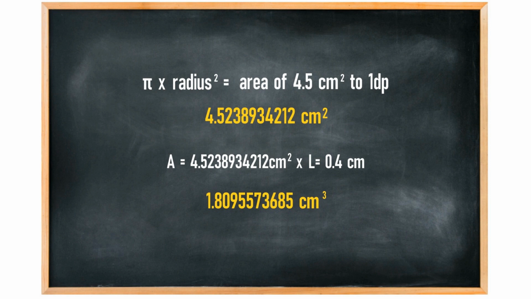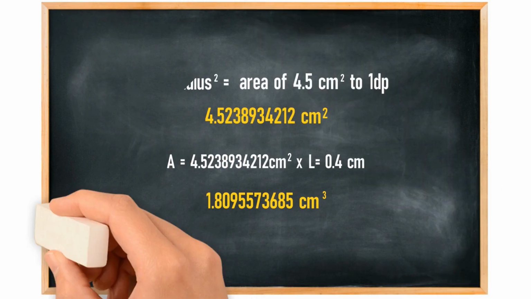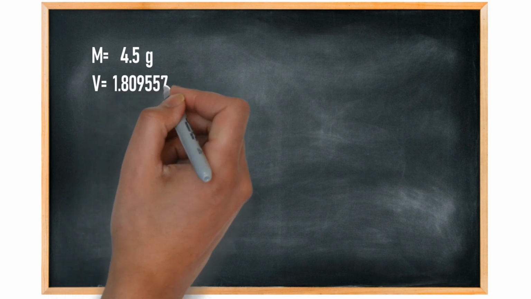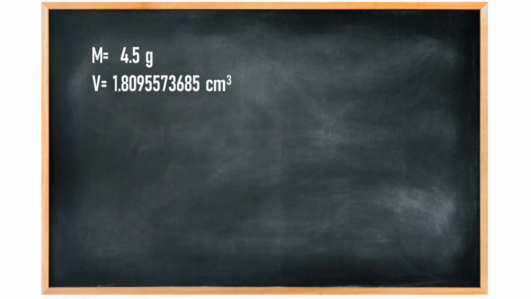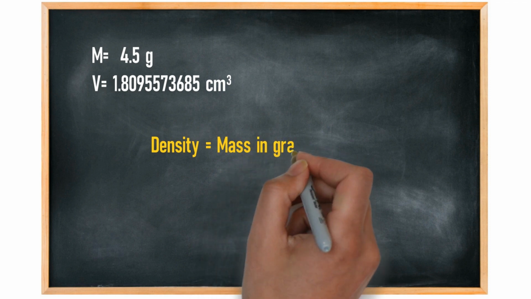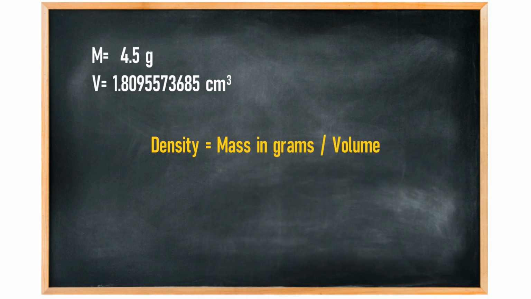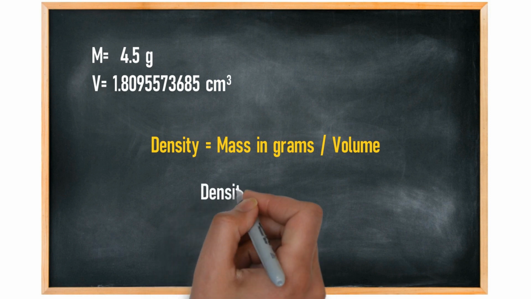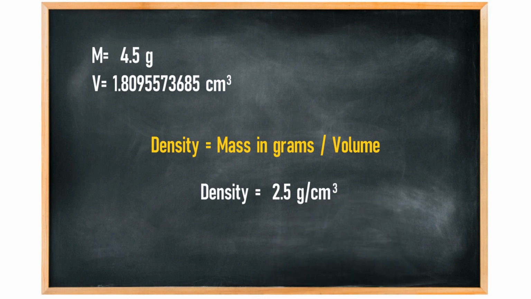Okay, now we have all the information we need to calculate the density of the cylindrical shaped suite. So let's recap and consider the density puzzle pieces we have. Azaria showed us that the mass of the suite is 4.5 grams. We have just calculated that the suite's volume is 1.8095573685 centimeters cubed. We just need to accurately organize this information into our density formula as shown here. This will give us a final answer of 2.5 grams per centimeter cubed to 1 decimal place for the density of the suite. Please note, we should always round the final answer and avoid using rounded numbers during the calculation to avoid rounding more than once.